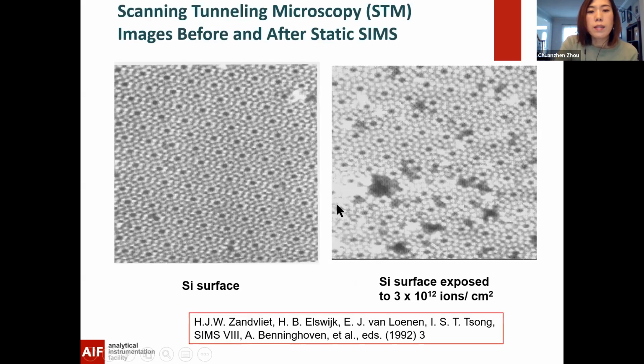Okay, so this is a scanning tunneling microscopy STM image before and after static SIMS conditions on a silicon surface. As you can see, before analysis, the silicon surface looks very, very clean, very nice. After exposure to 3 times 10 to the 12 ions per centimeter squared, some of the spots have been destroyed, but most of the area still looks pretty good, and a lot of area has not been touched.